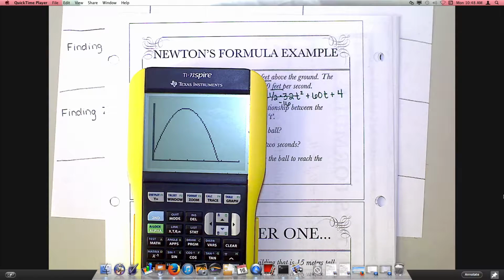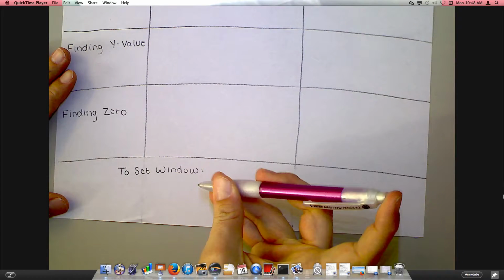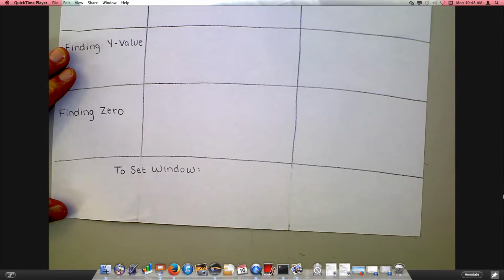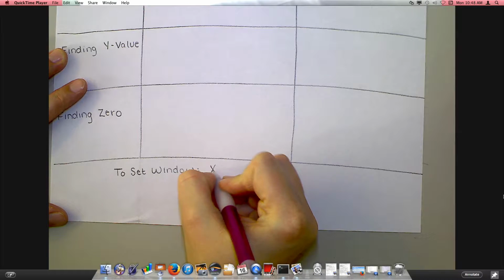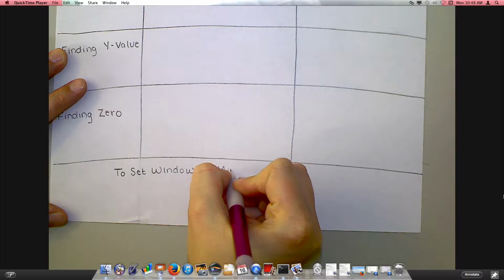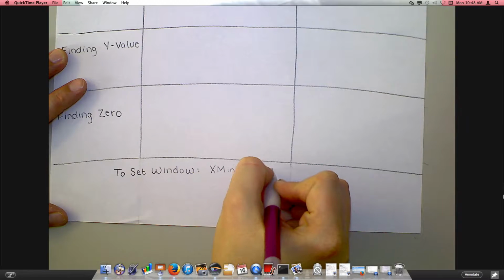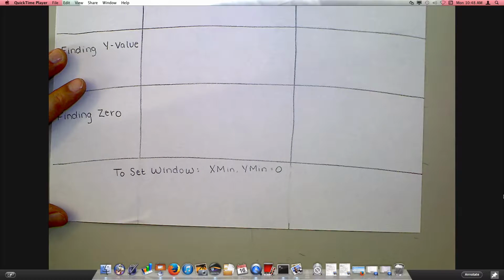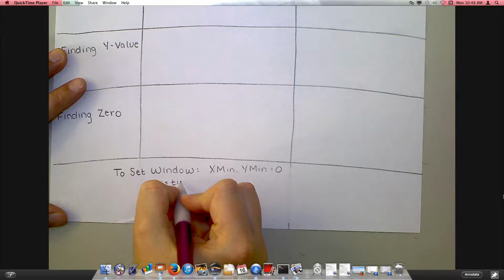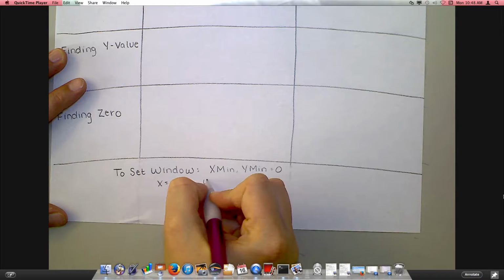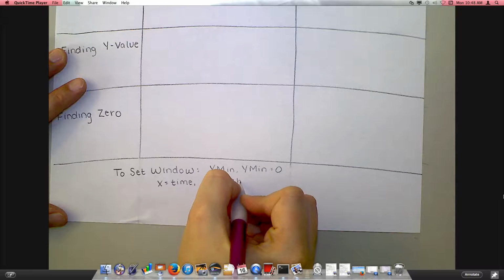Okay? So as a hint for setting the window, and I would jot this down at the bottom of your page, to set your window, I would always make your x min and your y min equal to 0. And then I want you to remember that x represents time and y represents height. Okay?